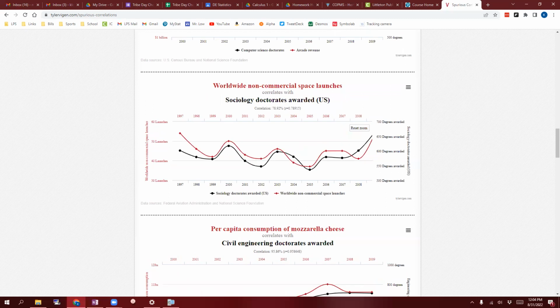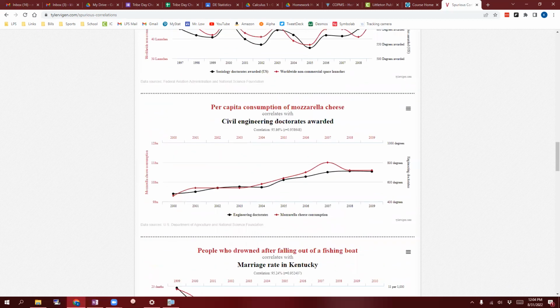Next, worldwide non-commercial space launches and sociology doctorates awarded. Down here, we have civil engineering doctorates awarded and per capita consumption of mozzarella cheese. So again, besides showing that you can have extremely high correlations between two totally non-related variables, I think it's fascinating to see what information is being kept track of. It is possible for you to go out and figure out how much each state consumes or each country consumes in cheddar cheese. So I think that's another fascinating piece of information.